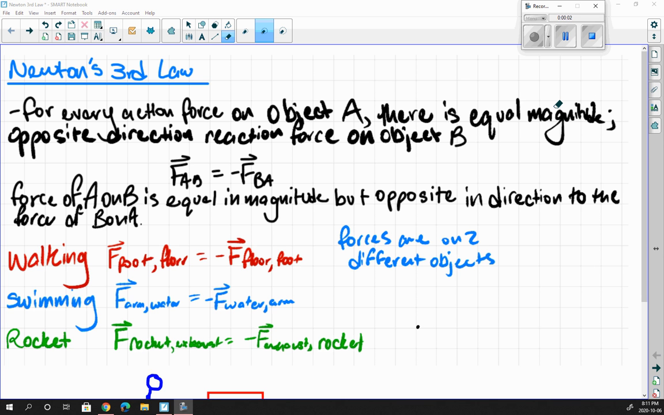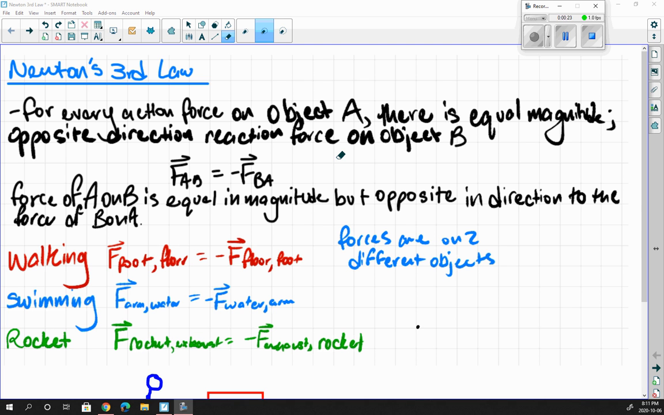Okay, kids, so we're back here, Newton's third law. It's a very famous law. You probably hear it in the movies and on TV shows all the time. And it says that for every action force on object A, there's an equal magnitude, opposite direction reaction force on object B.